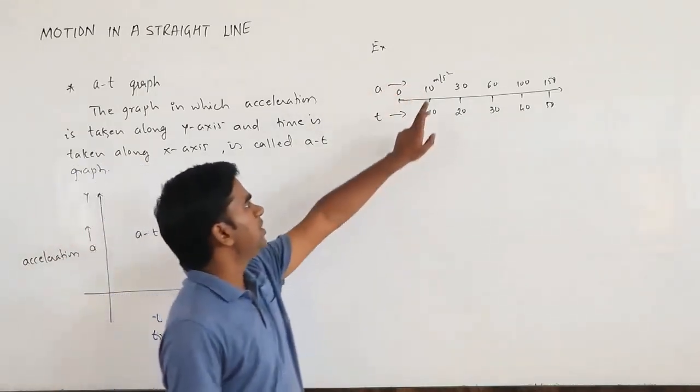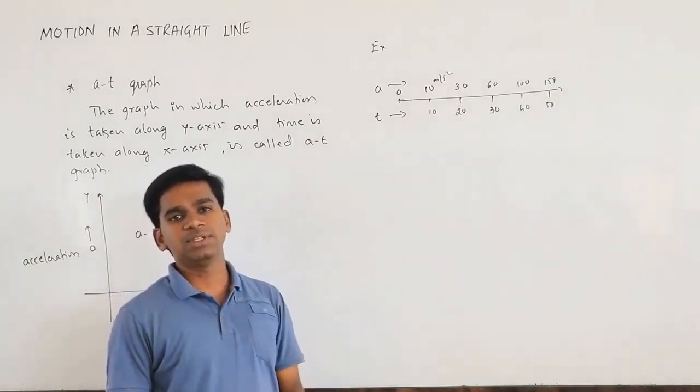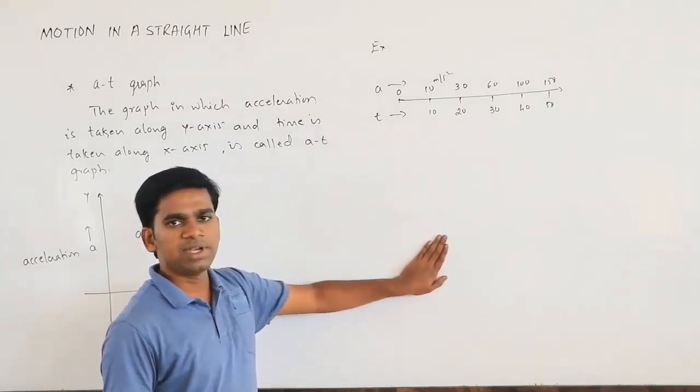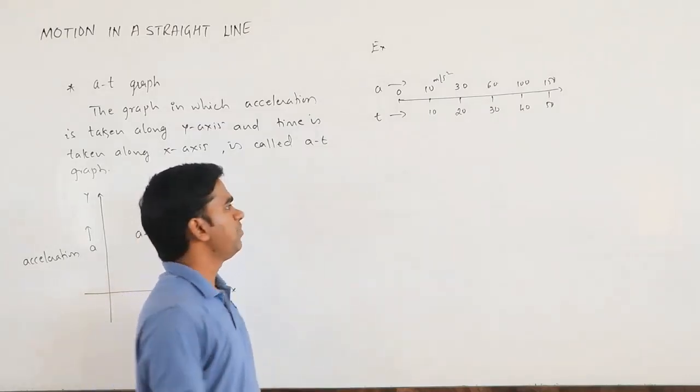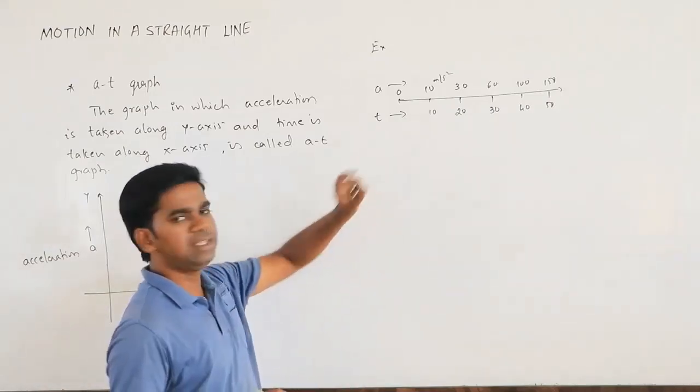Usually they won't give you the acceleration directly. I am just taking a simple example. They will give you the velocities, you have to calculate the acceleration, then make your own data, and then plot the graph. As of now, no problem. Directly they have given the acceleration.